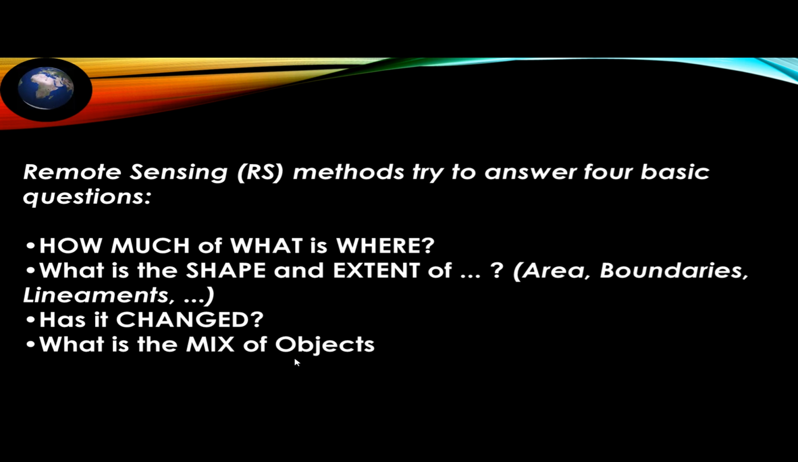So why are we doing remote sensing? You might have some basic questions, like how much, what, and where. Have you understood? If you are sensing urbanization, or flood inundation, or disease spread, without being in contact with the community or the things, you ask how much, what is it, and where, what is the shape, what is the extent, how large or how small it is, the area, the boundary, the lineament, and has it changed? We can assess the change over a time period too.